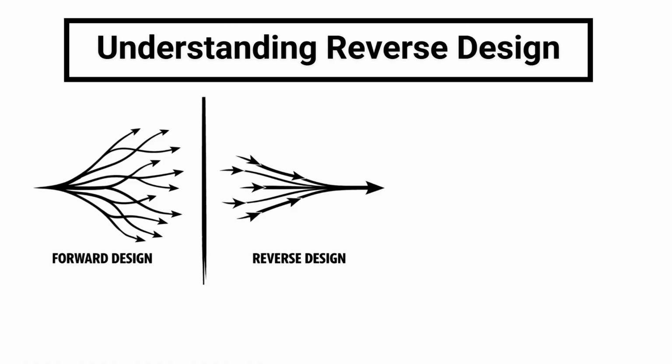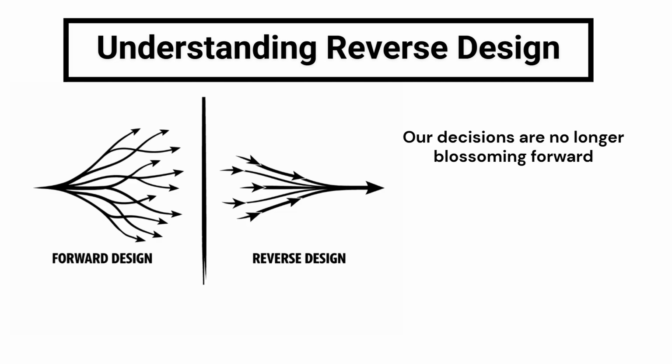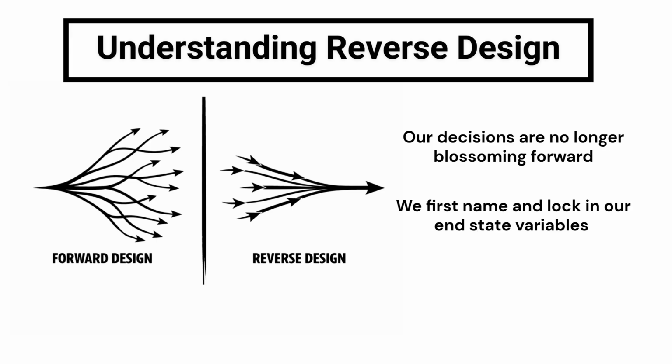Reverse design exists to invert that relationship. Instead of expanding outward towards an unknown ending, we begin by defining the needs of the ending itself. We identify the minimum set of narrative facts required to resolve the arc, we lock them, we name them, and we treat them as the only variables that will be permitted to survive to the end of the system.